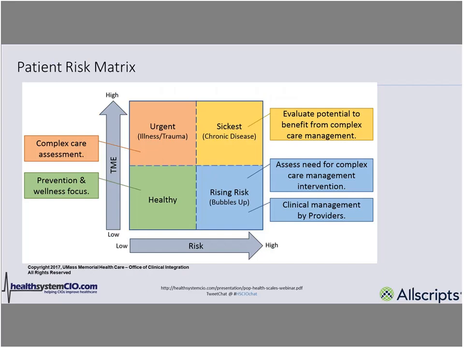For example, the healthy folks, you really want to build in strategies that focus on prevention and wellness. Then your predictive analytics comes into your rising risk, who is bubbling up and on the cusp of moving into your other quadrants of sickest and urgent. Each of those has different functions and different treatment options to help manage. Obviously your goal as an organization is to keep people in that lower quadrant and not have them get all the way to illness and trauma, because then it becomes more difficult to manage them. It becomes more expensive.